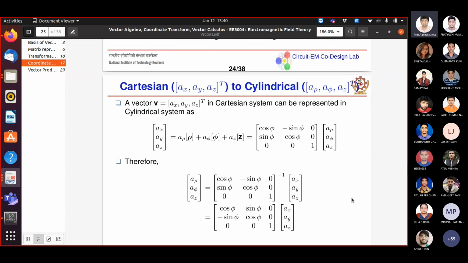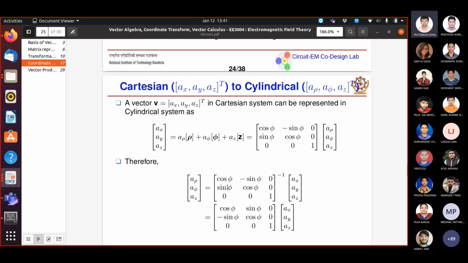Now, if I try to find these component values, what do we need to do? We need to do an inversion. If I take the matrix inverse on both sides, then A rho, A phi, and A z, the strength in the three different directions, can be found by this matrix inversion. One very important and beautiful property of this matrix is that it is an orthogonal matrix. The property of an orthogonal matrix is that its inverse is its transpose. So to do this inversion, you don't need to put in any effort. Just do the transpose.